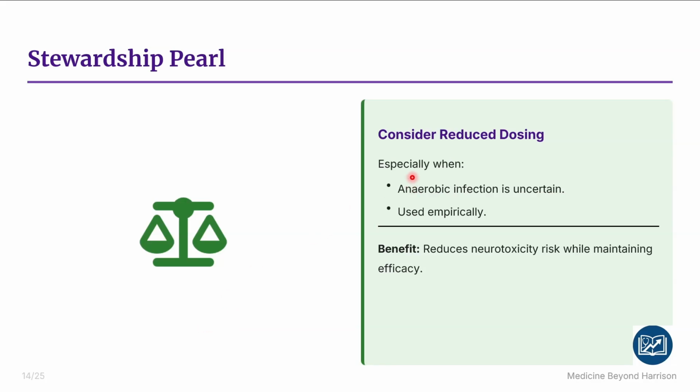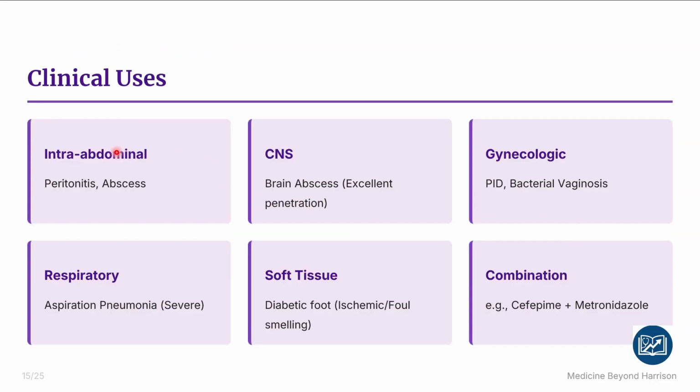It is mainly used, especially when anaerobic infection is uncertain, with reduced dosing, and it can be used empirically. These are stewardship rules: when to use it appropriately and when not to use it inappropriately. So, it reduces neurotoxicities while maintaining efficacy. Clinical uses are mainly for intra-abdominal infections such as peritonitis or abscesses. In CNS abscess, there is excellent tissue penetration, so it can be used.